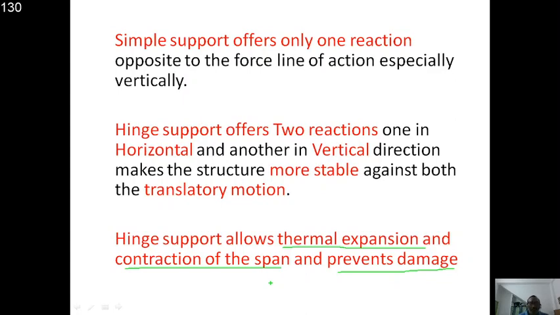And even in the very cold winter, the objects will undergo contraction, that means they reduce their dimensions. At that time also this hinge support allows that contraction. Hence there is no resistance offered by the hinge support against these parameters, so there will be no harm to the structure. Hence hinge support is also used for these purposes.